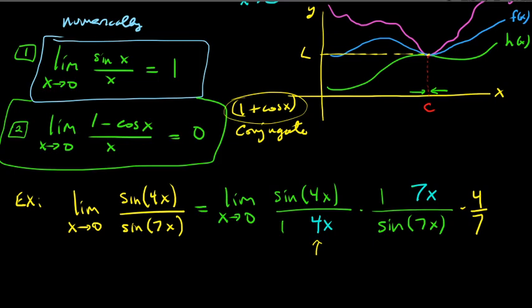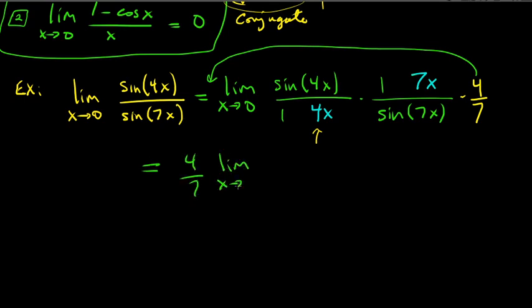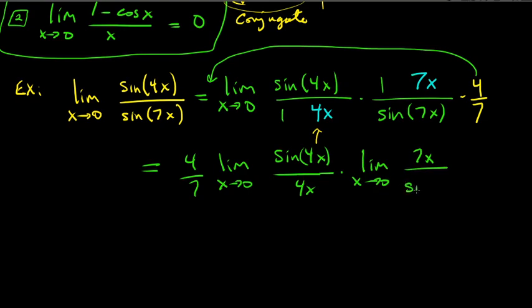So, yeah, all that sets us up for the following. The first thing I'm going to do is just pull this 4 over 7. It's a constant. I can pull that in front of the limit. Remember, constants can go in front of the limits. And now I just have the sine of 4x divided by 4x times, well, 7x divided by sine of 7x. But this is really just the limit as x approaches 0 of 7x divided by the sine of 7x.